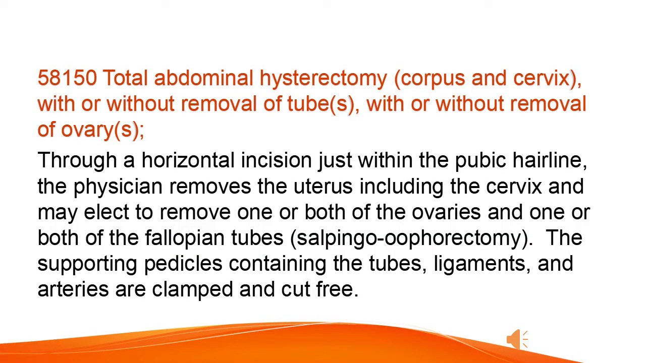Total abdominal hysterectomy, corpus and cervix, with or without removal of tube(s), with or without removal of ovary(s). Through a horizontal incision just within the pubic hairline, the physician removes the uterus including the cervix and may elect to remove one or both of the ovaries and one or both of the fallopian tubes, salpingo-oophorectomy. The supporting pedicles containing the tubes, ligaments, and arteries are clamped and cut free.